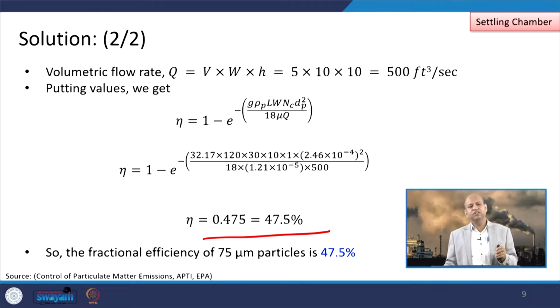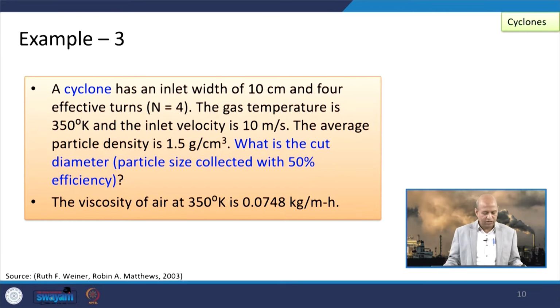So, you can say that the fractional efficiency of 75 micrometer particles is around 47.5% or 48%. So, that much it is removed, others may just bypass, you can say, like short circuit kind of thing. Well, then there is the example 3 for cyclone.